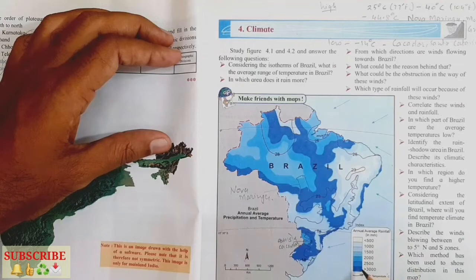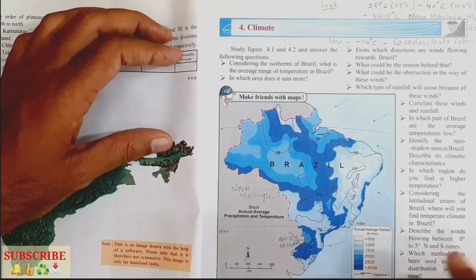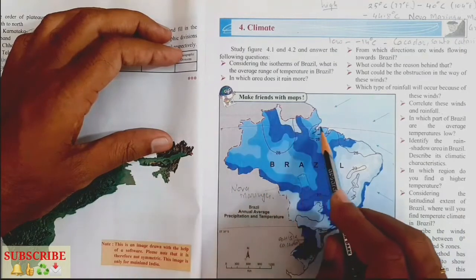See students, the blue color shading shows the annual average rainfall in millimeters. Now here the pink line shows the temperature in degrees centigrade, as well as the arrows show the major winds.